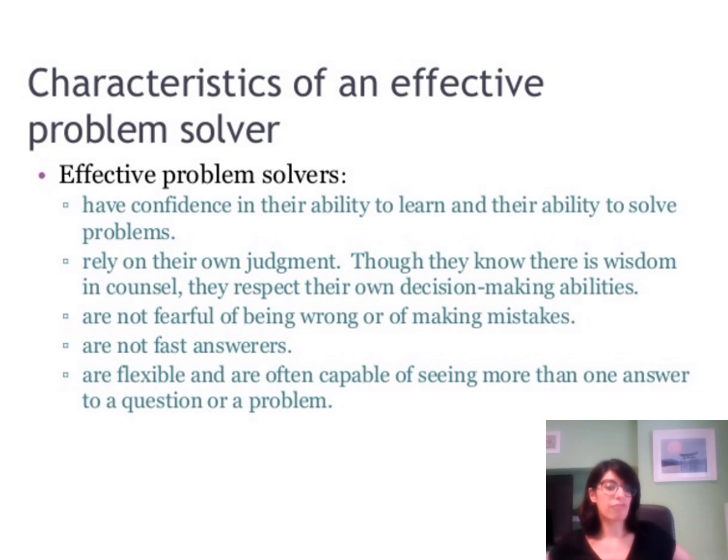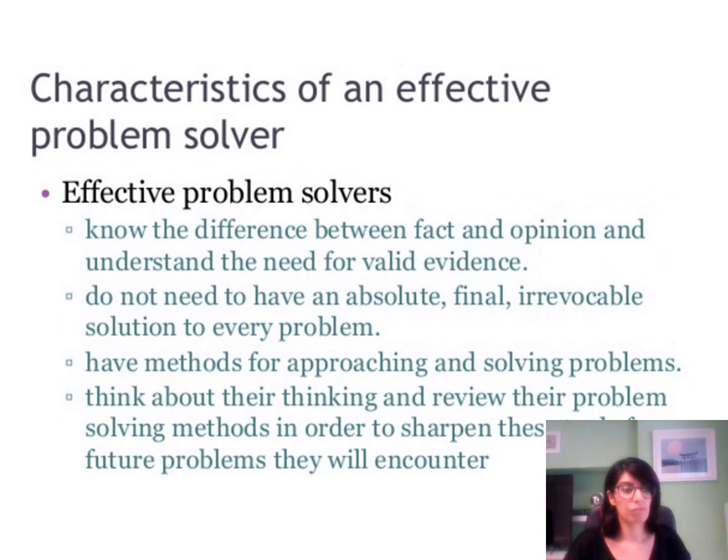And they're actually quite flexible, and they're able to see more than one answer or one potential fix to the problem. They know the difference between what is fact and what is opinion, and they know that in order to make a decision, there needs to be valid evidence. So valid evidence needs to exist in order for a decision to be made well. But they also know that they don't have to be in possession of the actual final absolute solution to every single problem. Some problems can be left unsolved because they're not as important as some other ones, for example.